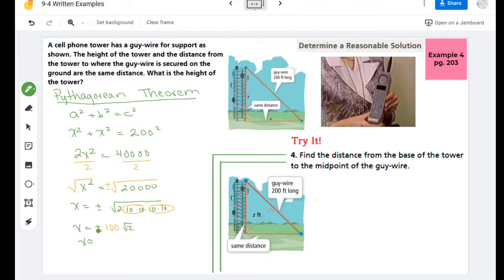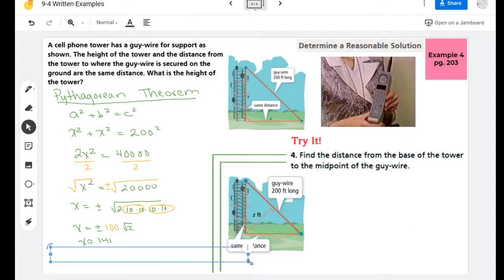So if I take 100 and multiply it times the square root of 2, I get about 141. Now because this is a word problem, I'm going to give it a word solution. So the height of the tower is approximately 141 feet.